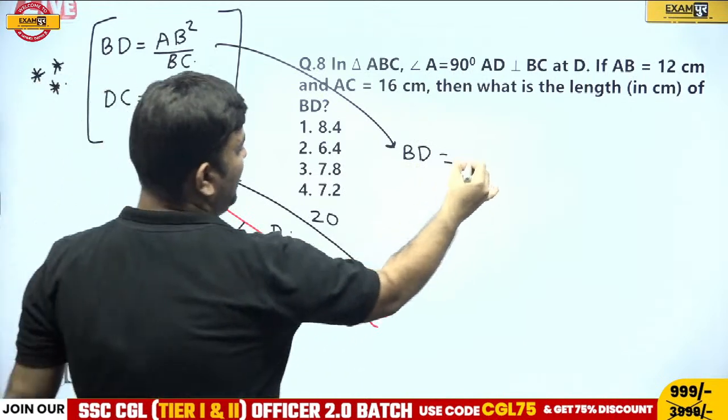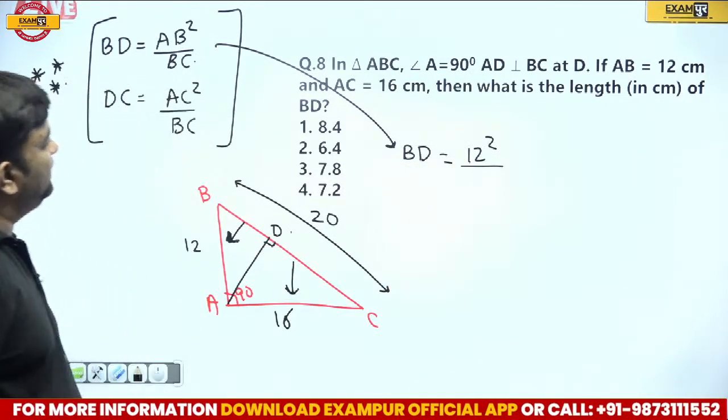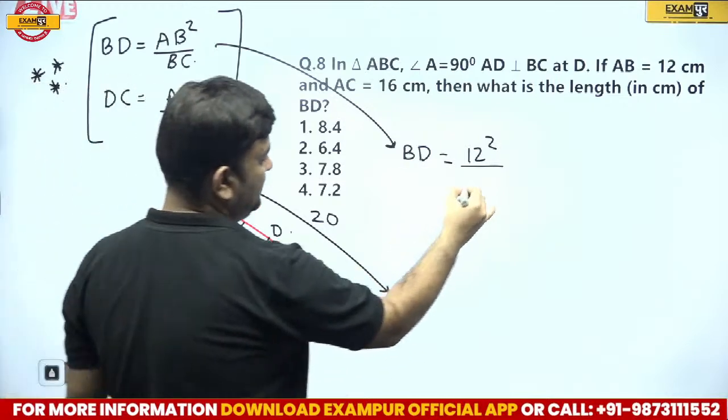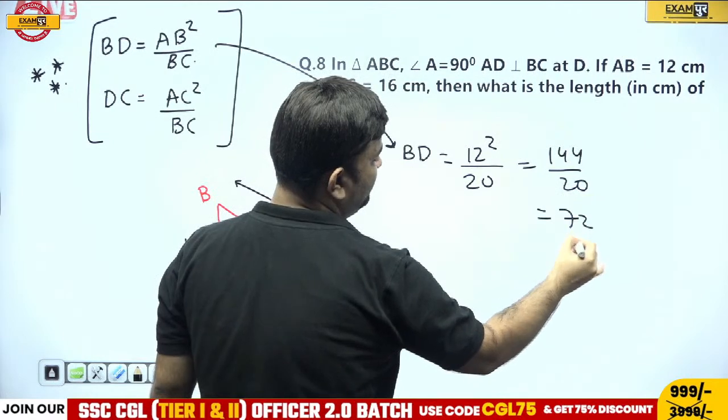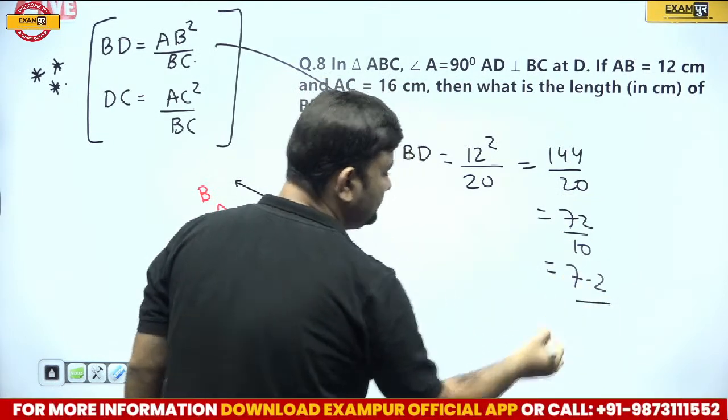So BD is AB squared, 12 squared, divided by BC. BC is 20. 144 by 20, 72 by 10, 7.2.